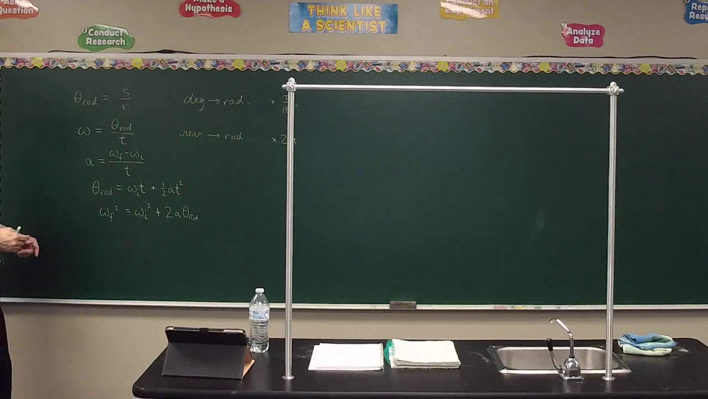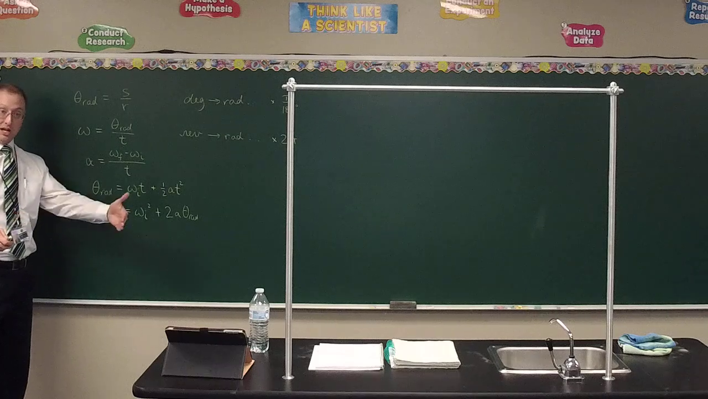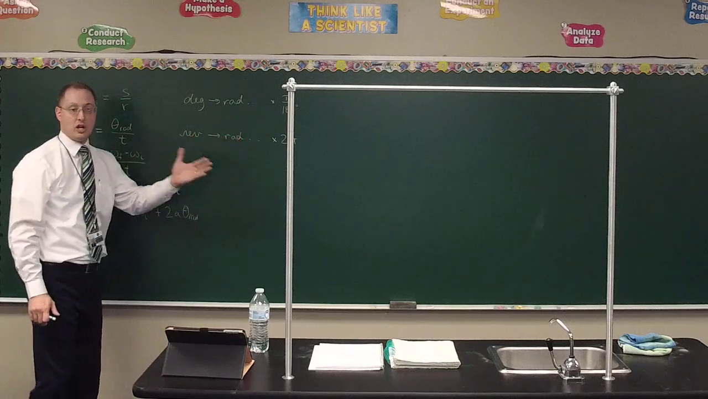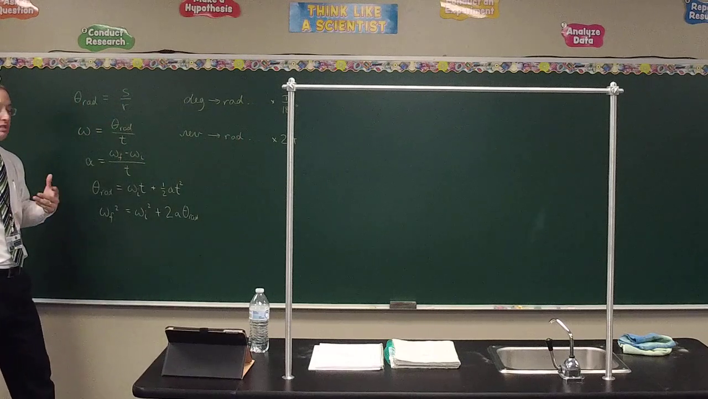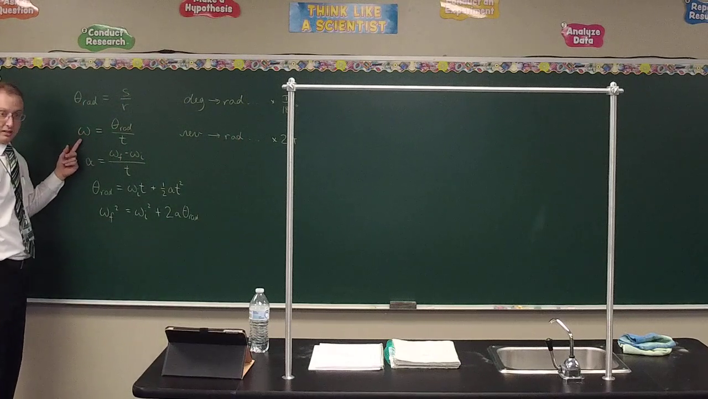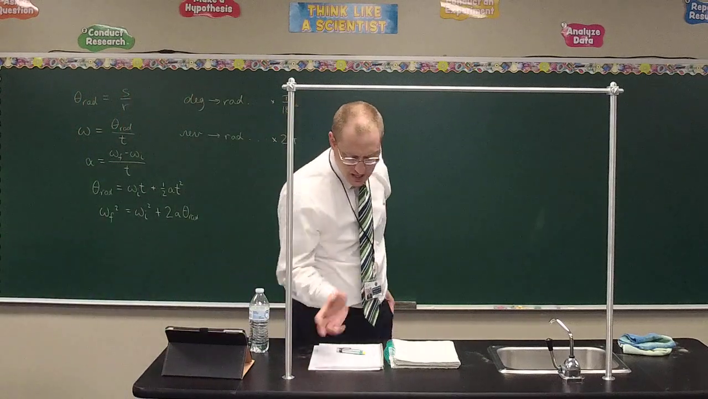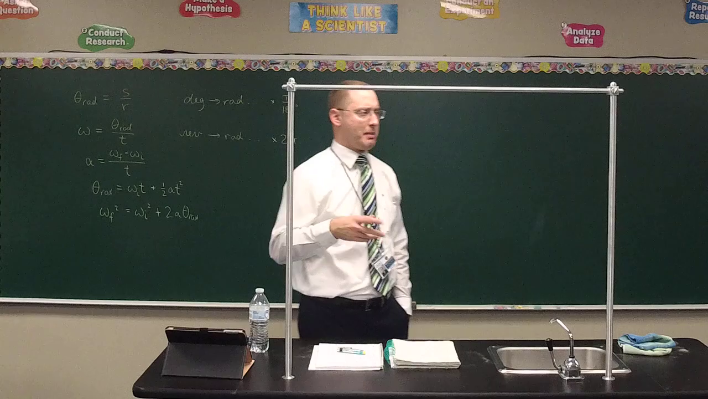A common unit, by the way, that will be given is revolutions per minute, RPM, in which case we need to change the revolutions into those radians and then change minutes into seconds, so we have radians per second for our omega value.